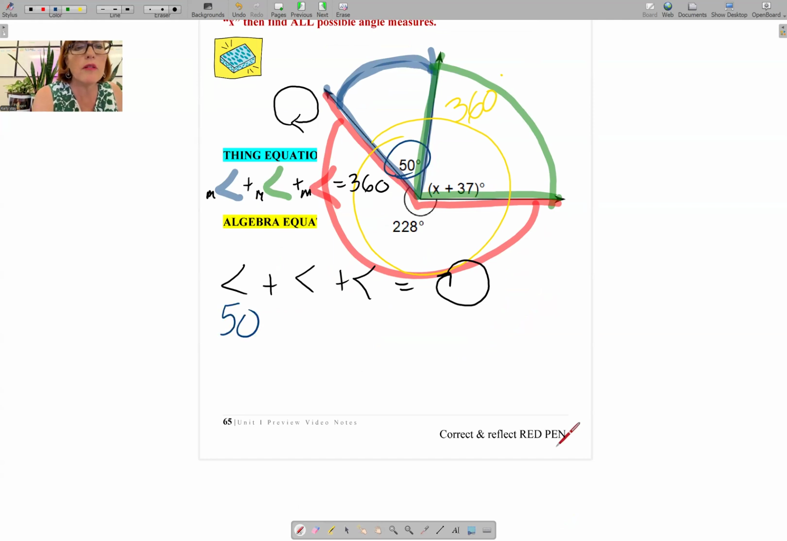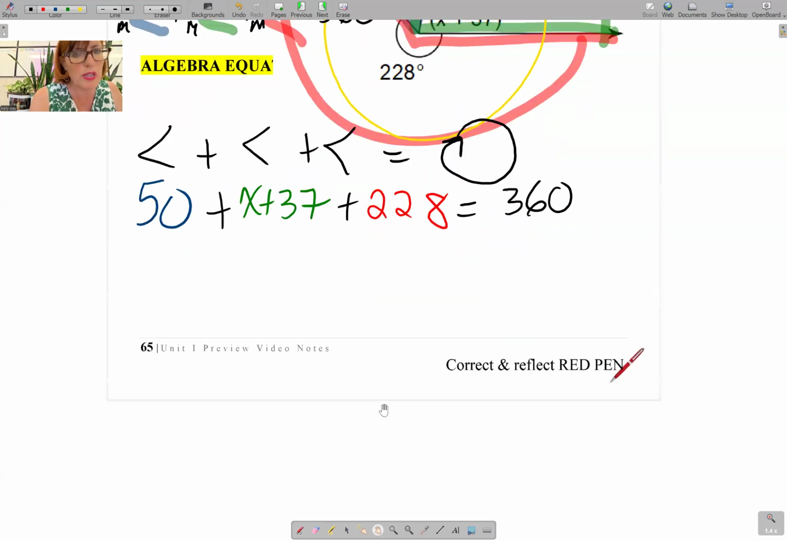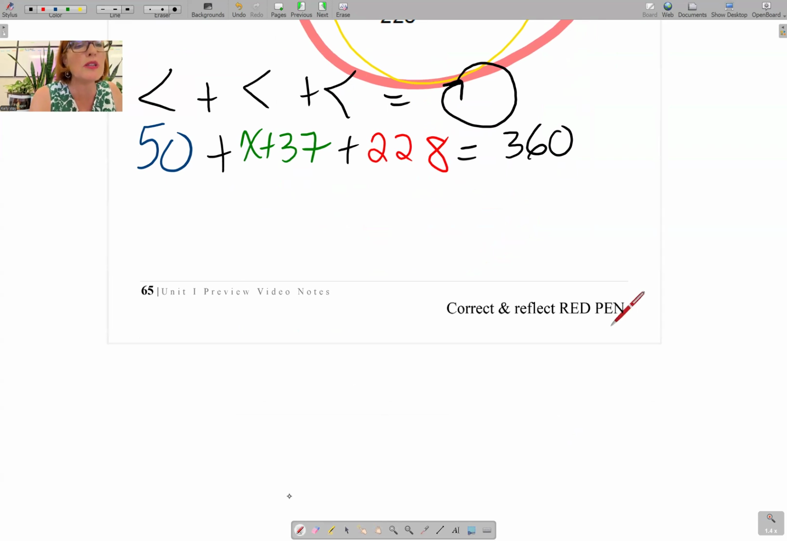50. And this was X plus 37. And then this was 228. We're adding, equals 360. Students, I expect you to do this math by hand. It's good for the brain. So in the margin, we're going to go 228, 37, and 50.